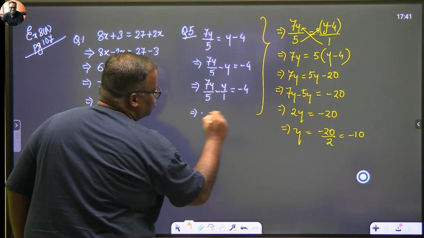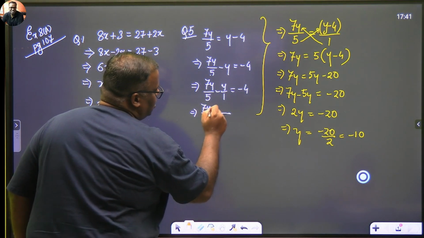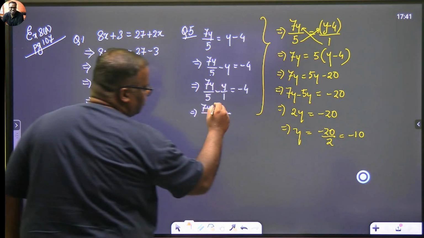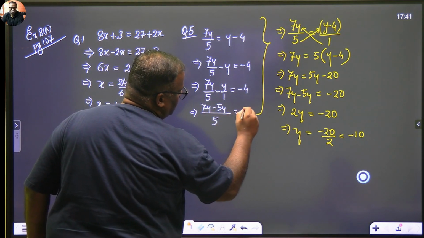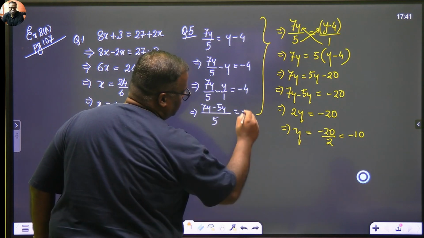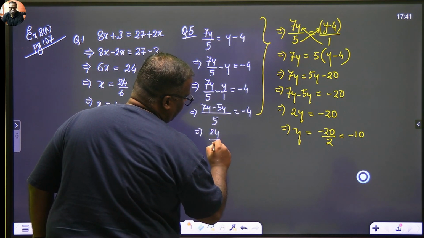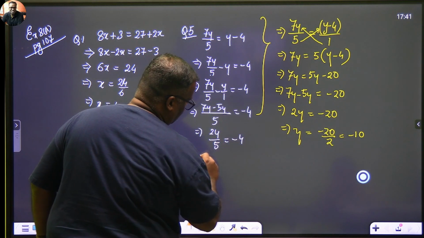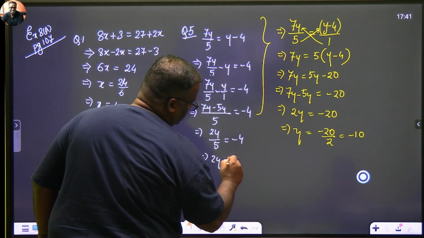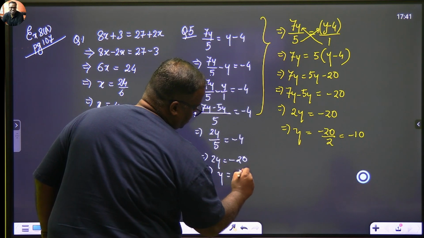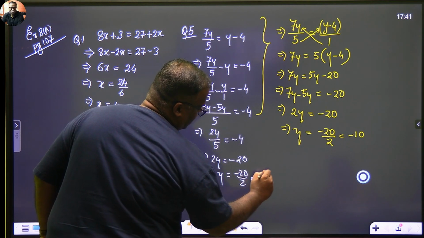So this becomes 7y. 5 divided by 1 is 5. 5 into y, 5y is equal to negative 4. Sorry, negative 4. How much is this? 2y by 5 is equal to negative 4. So 2y equals minus 20, or y equals minus 20 by 2, which is equal to minus 10.